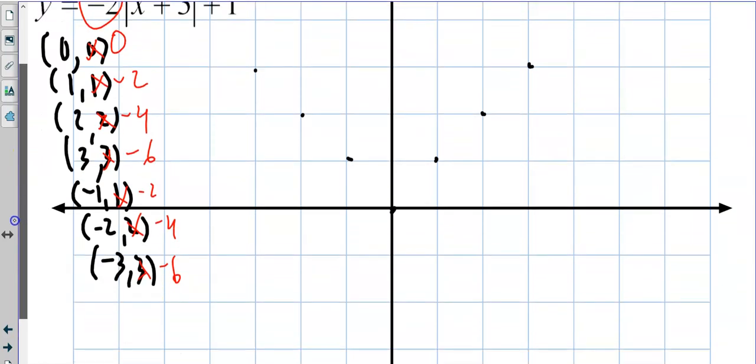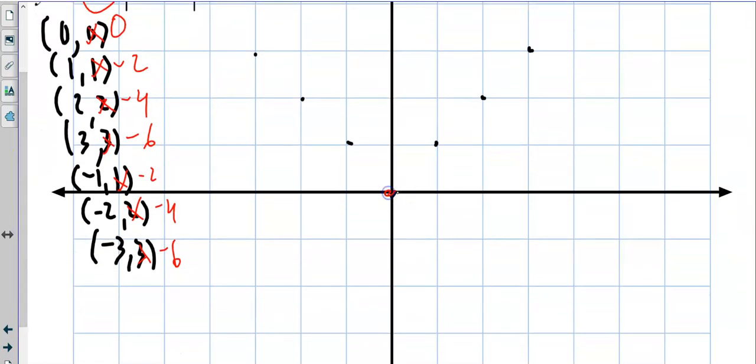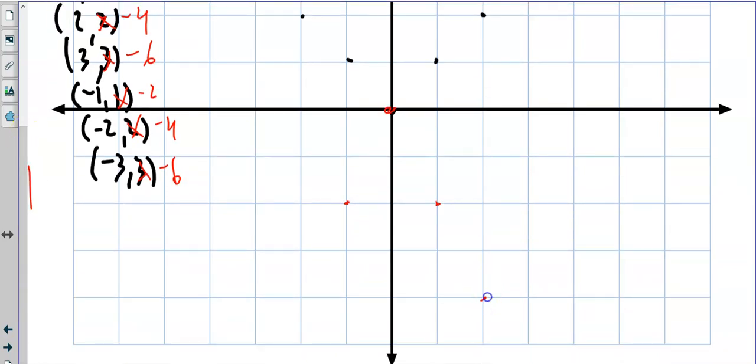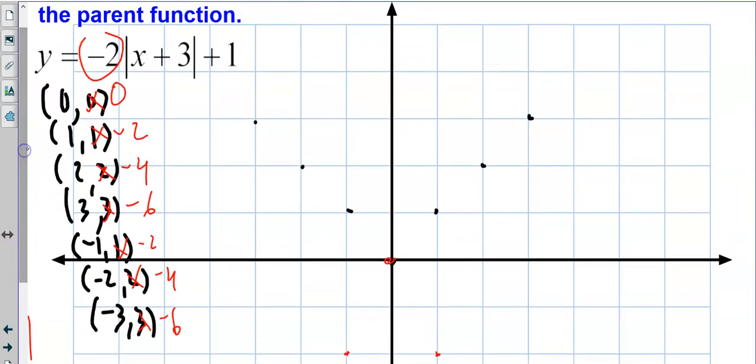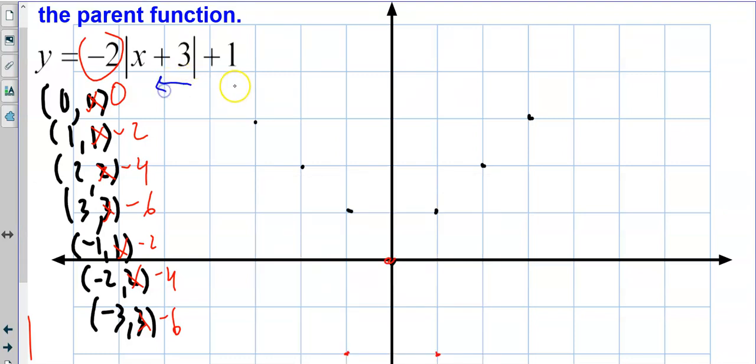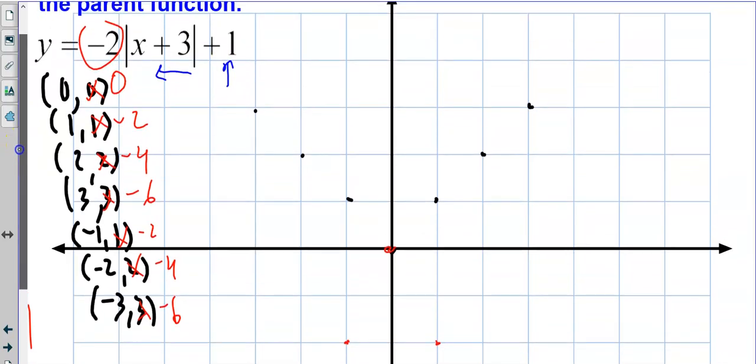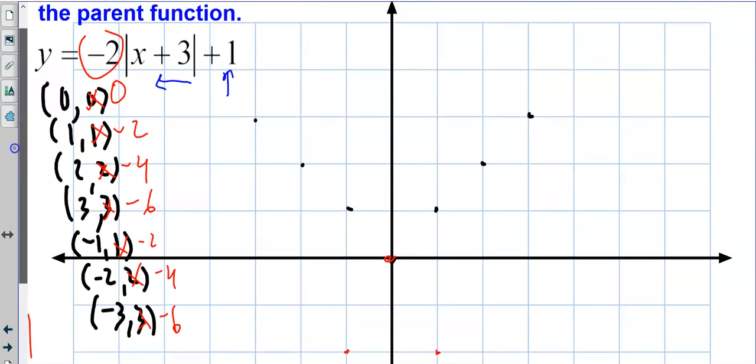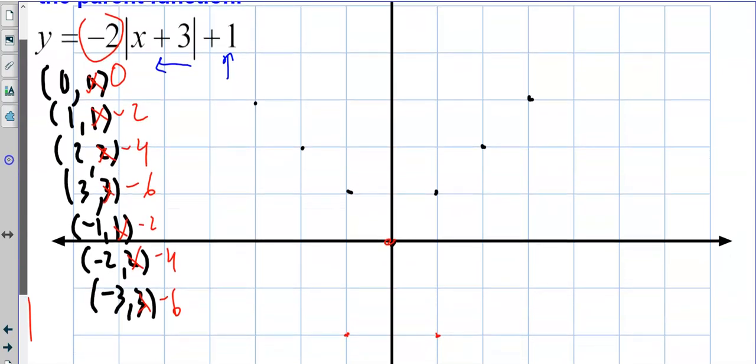So I'm going to plot those points. (0, 0) stays in the same spot. (1, -2), (-1, -2), (2, -4), (-2, -4). I'm going to stop there. And then all those points get moved, or transformed. The +3 inside the parentheses goes left. Outside the parentheses goes up when it's positive. Because it's x minus h, that's why it goes left. It's plus k, that's why it goes up.